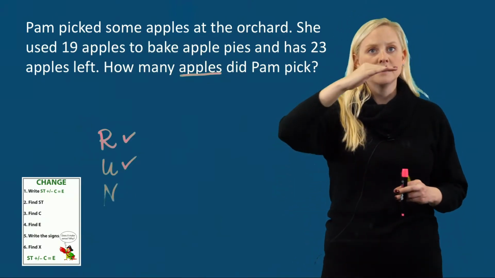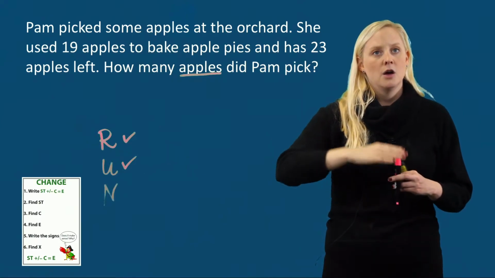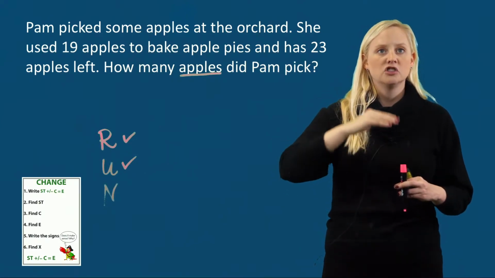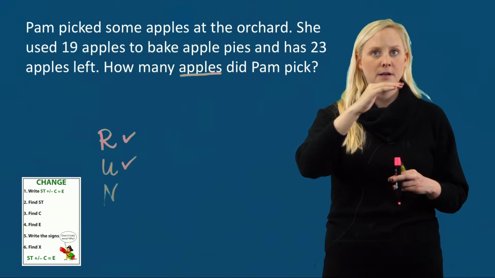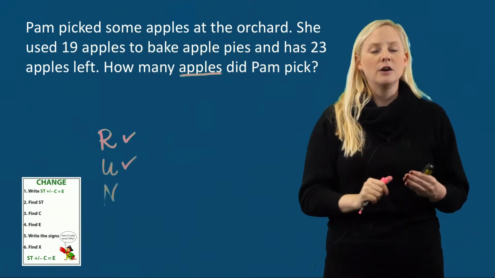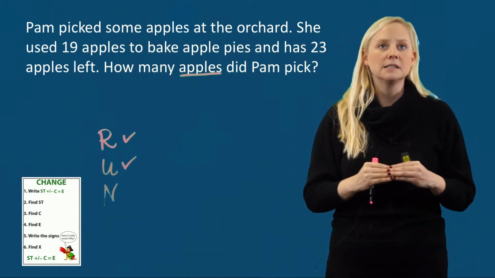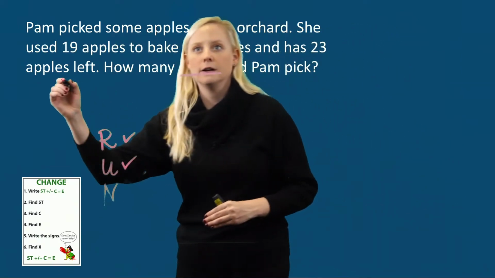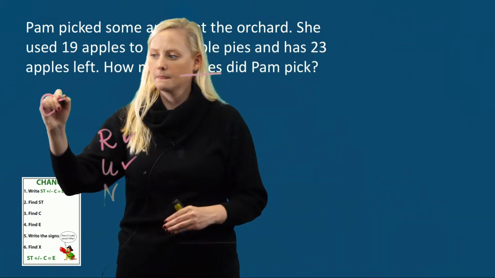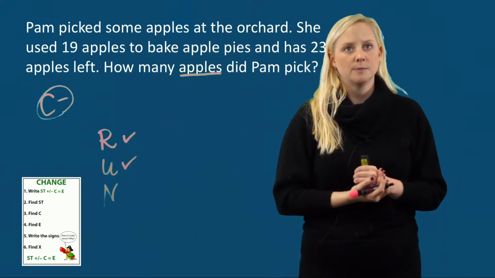Here, we have some apples. Then she used some apples to bake the pie. We have a change, decrease. She had an amount, there was a change that happened. What was the change? She used the apples to bake the pie. So I know this is a change, and our apples are decreasing. So I'm going to put a C minus in the corner over here. That's helping me identify that this is a change decrease problem.